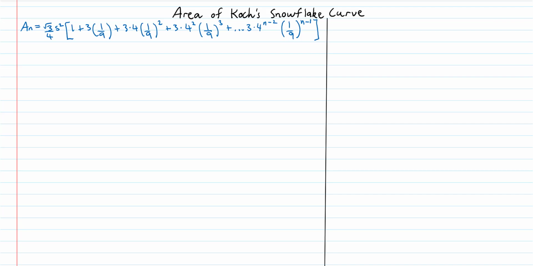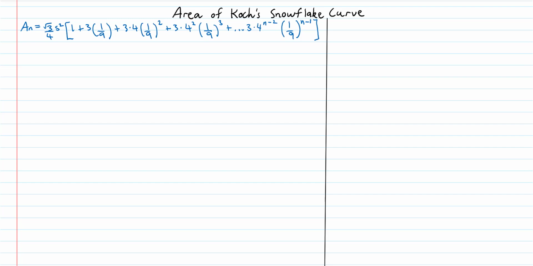In the previous video, we'd come up with a formula for AN, which I've written out here in blue, and AN is the area enclosed by the curve CN, and we're trying to show that the limit as n tends to infinity of AN is equal to 8 over 5 times A1. So we'll continue on and simplify this formula a bit more.